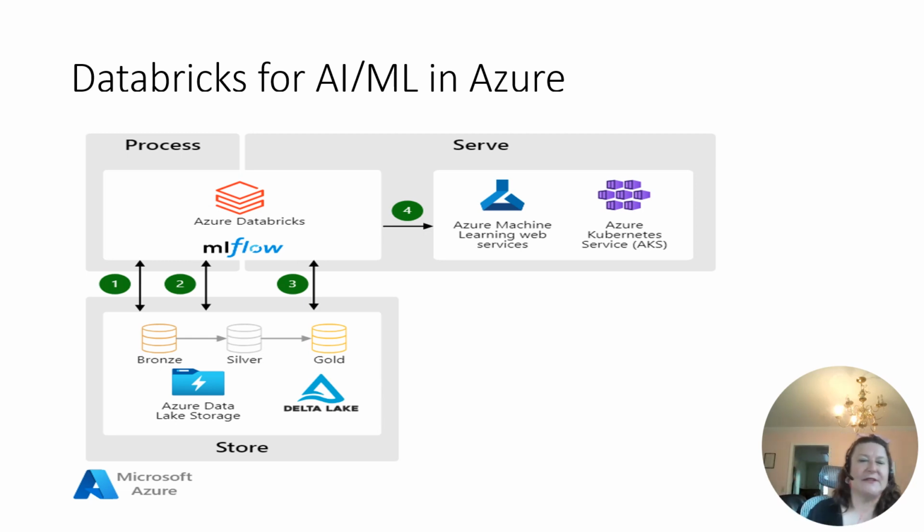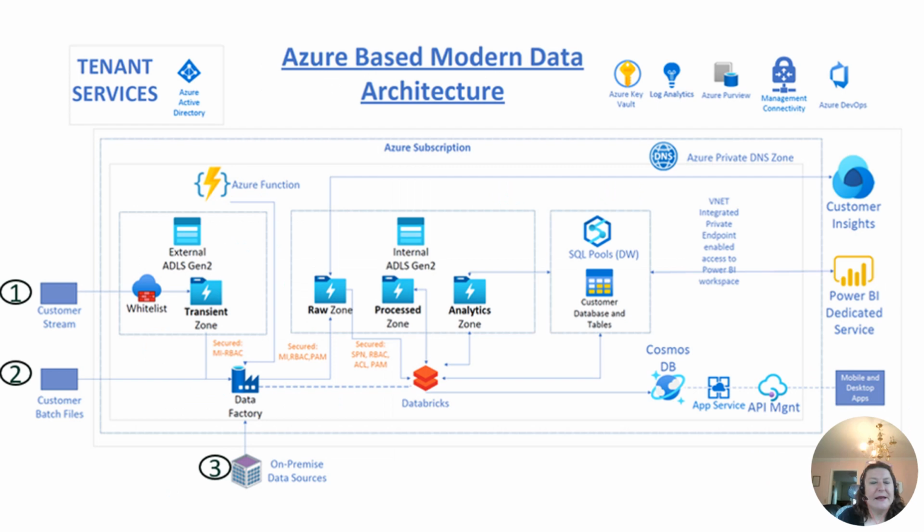So at the top you'll see, Azure Databricks is manipulating that flow between the 3 data lakes before putting that data in through the machine learning web services. And then Azure Kubernetes might be processing that data from the machine learning web services. Here's an example modern data architecture in Azure.